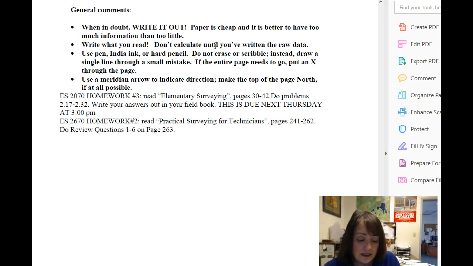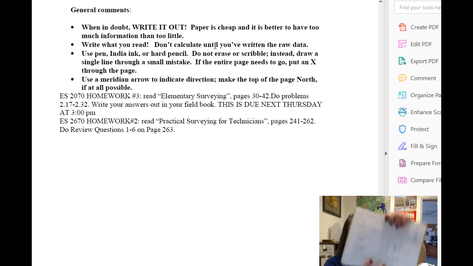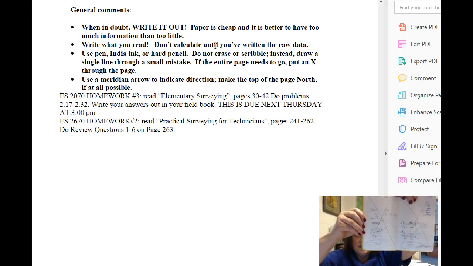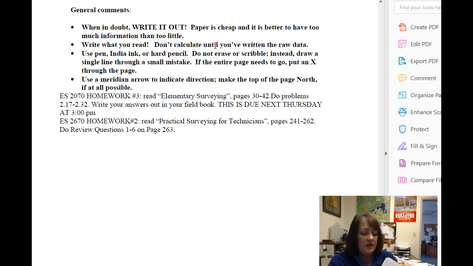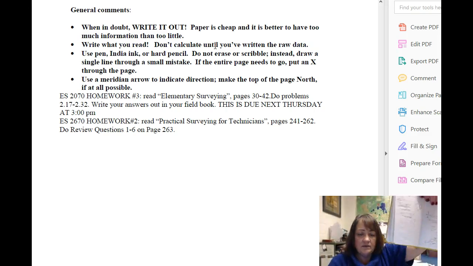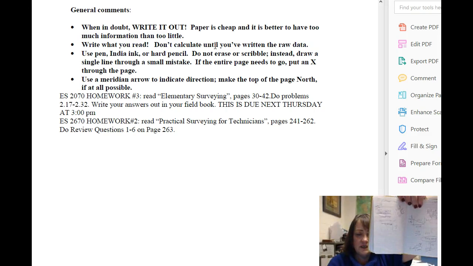If you have made an error that encompasses the entire page and you've decided that the entire page is a waste, what you do is this: you put an X through the right-hand side of the page and an X through the left-hand side of the page, and then you just restart the data and your note-taking on the next page. Right?